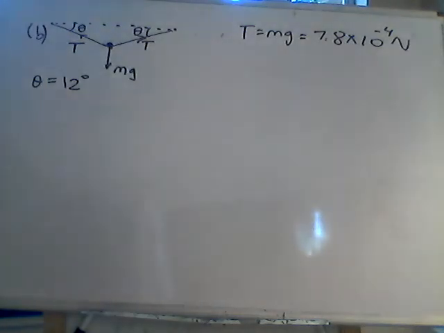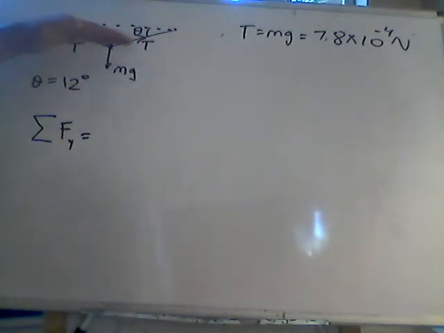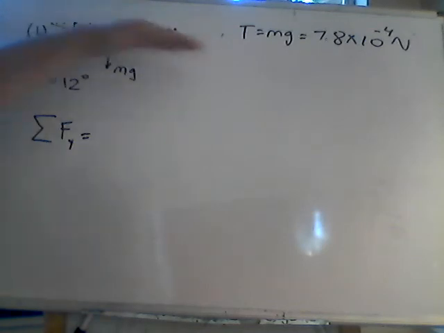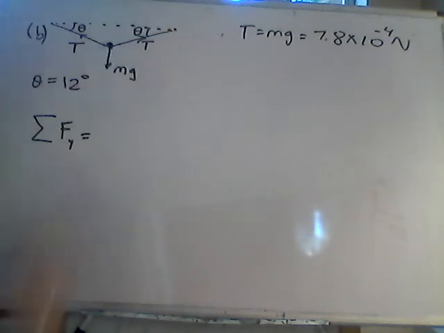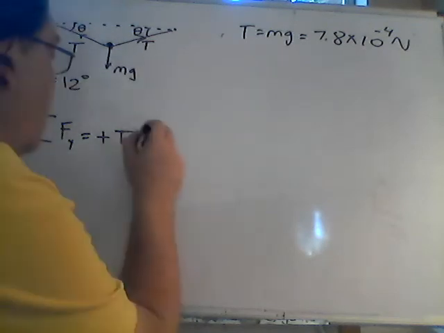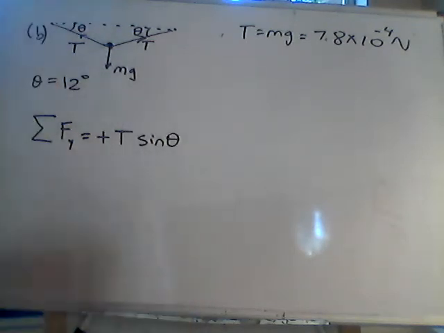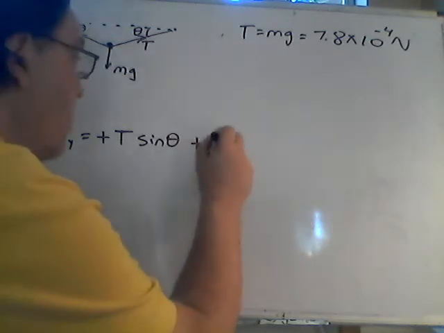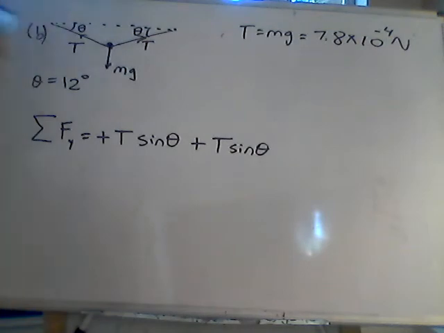All right, and so for the y direction, the sum of all forces in the y direction. Okay, so what did I say before? The right tension, it's a first quadrant vector. So positive x, positive y, right? That's going to be a positive T. It's the opposite, right? So T sine of theta from the right tension. The left tension, second quadrant vector, negative x, positive y. That's another positive T sine of theta.